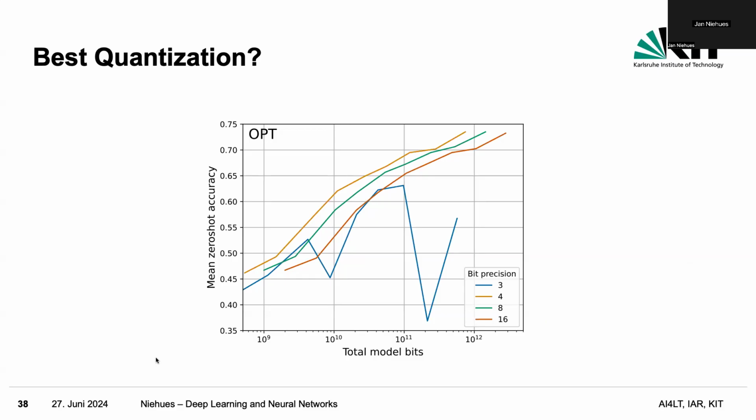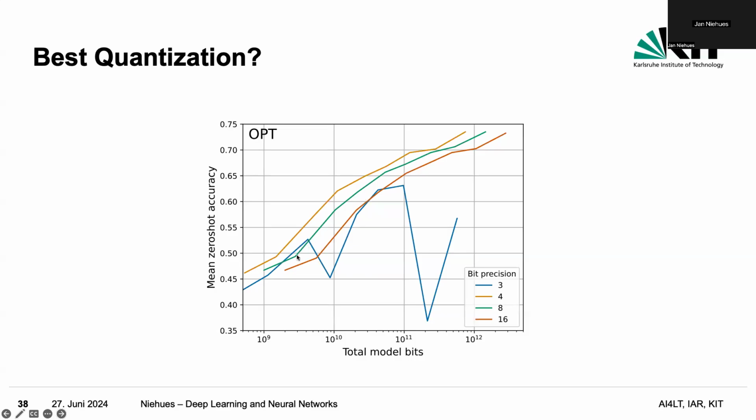What do the lines now mean? How can you have many points here? Maybe let's start with the blue line, the 3-bit. The nice thing with this OPT language model is that you have not one model, but different sizes. There might be a 7 billion, an 8 billion, a 30 billion, a series of models. If you take one model and quantize it, you have in total 10 to the power of 9 bits, and here you have maybe more bits.